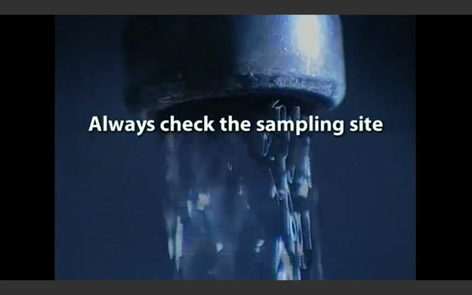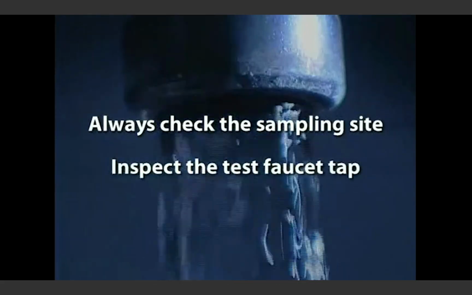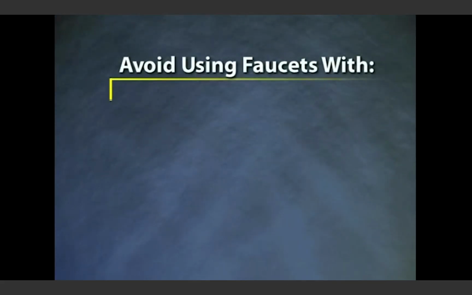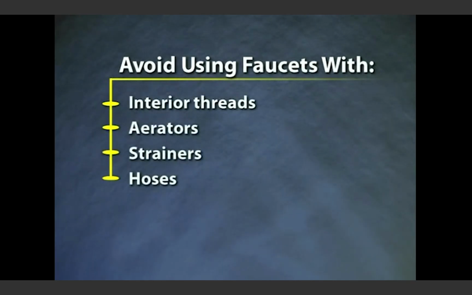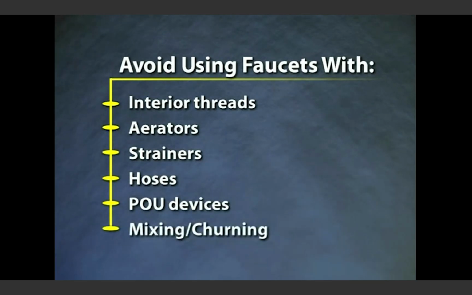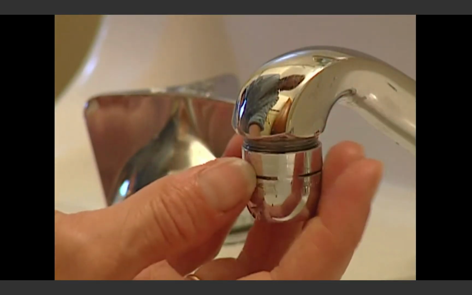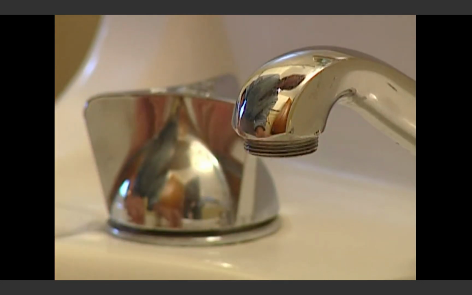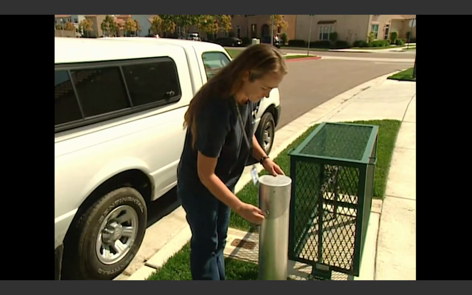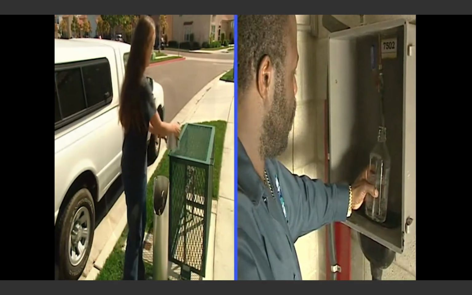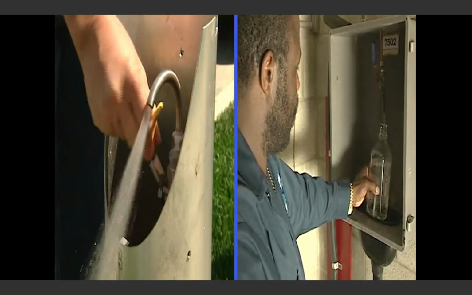So, always check the sampling site and inspect the test faucet tap. Avoid using faucets with interior threads, strainers, hoses, point-of-use purification devices, or anything that causes mixing or churning of the water as it flows from the tap. Remove any aerator on a tap before sampling. Taps with aerators should be avoided when possible. Some water suppliers, like San Diego and Philadelphia, have installed permanent sample taps.